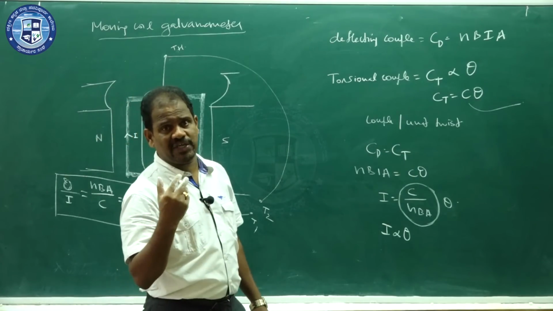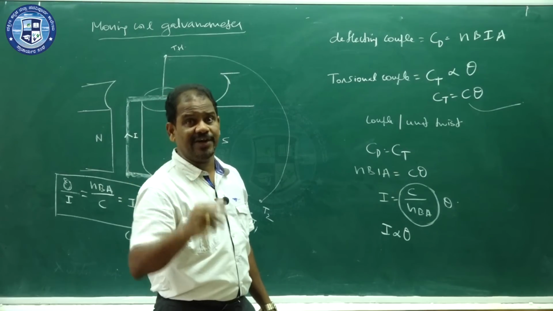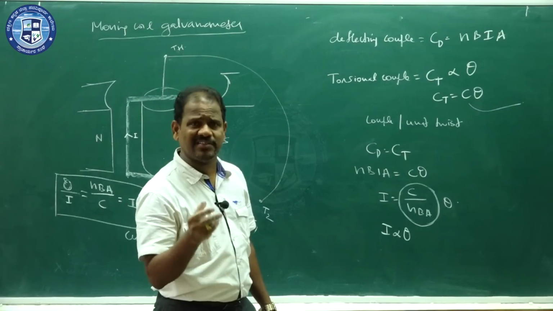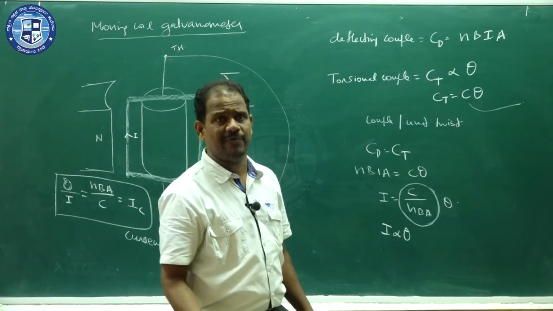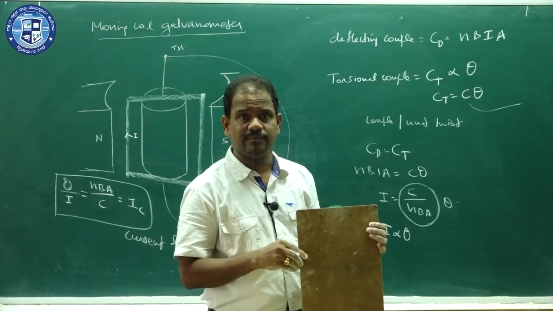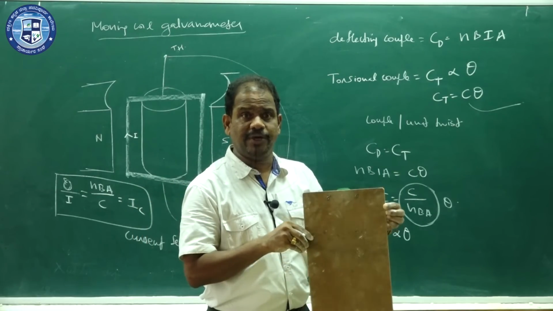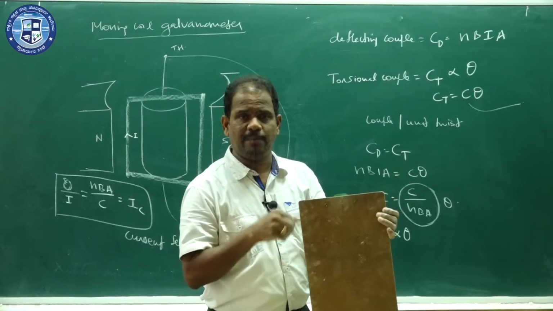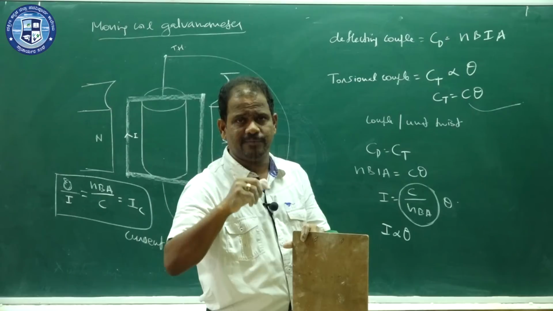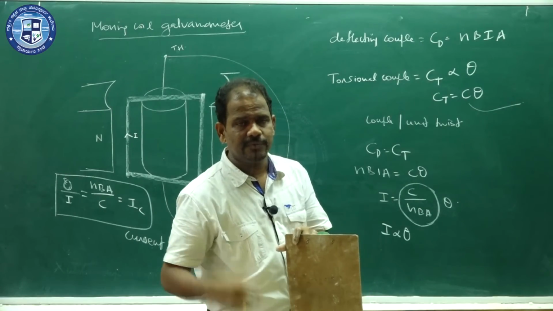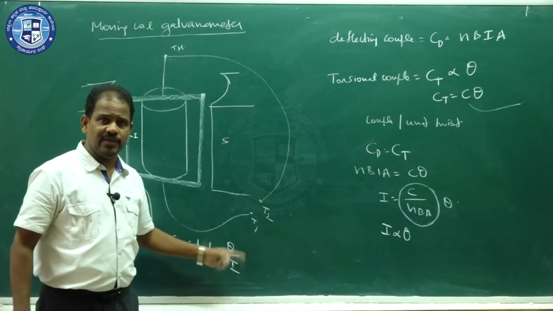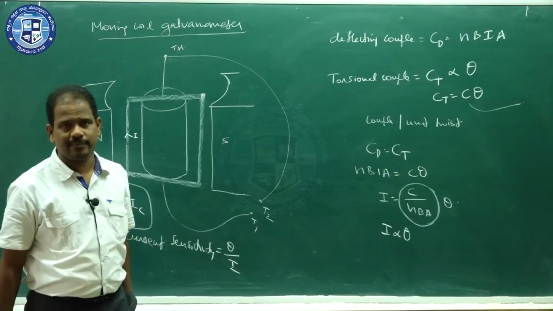If more deflection is produced when you pass unit current, then it is more sensitive. If less deflection is produced when you pass unit current, it is less sensitive. For example, I have a moving coil galvanometer. You are passing 1 amp current. It turned by 30 degree. 2 amp current, 60 degree. 30 by 1, 60 by 2, theta by I, it is 30.